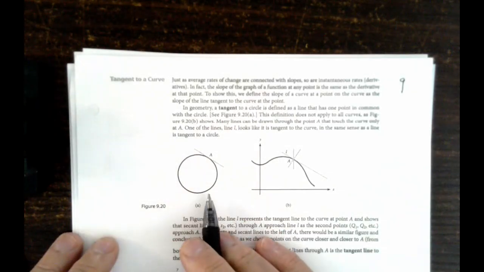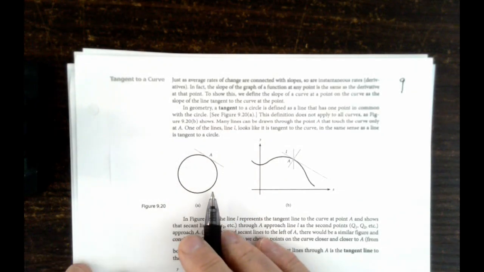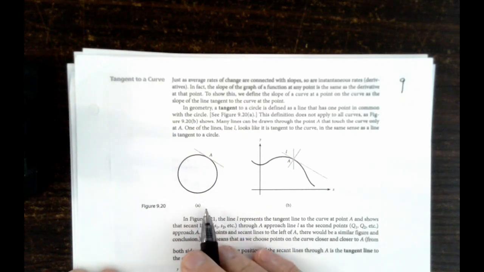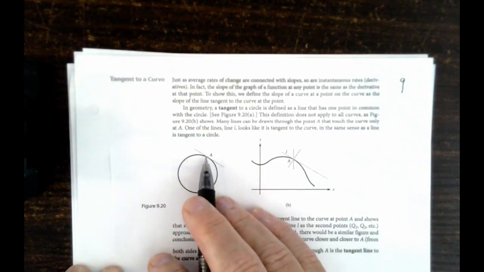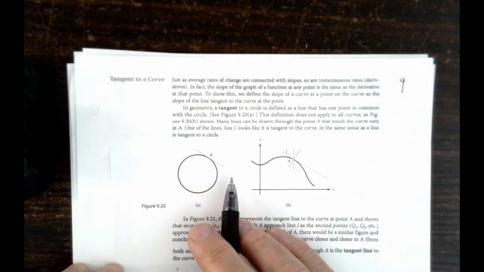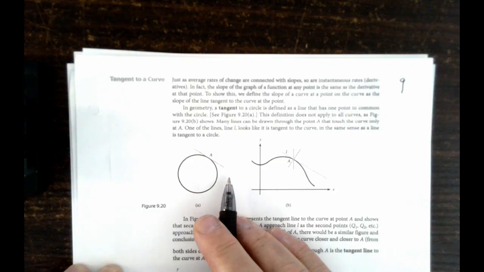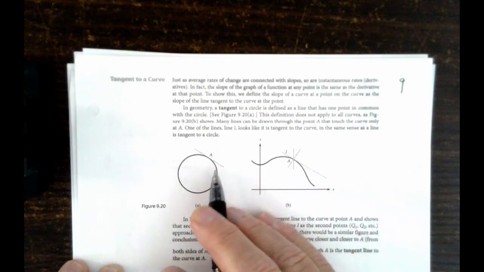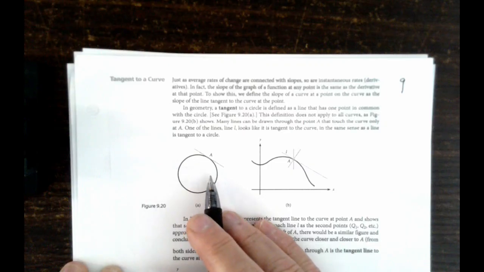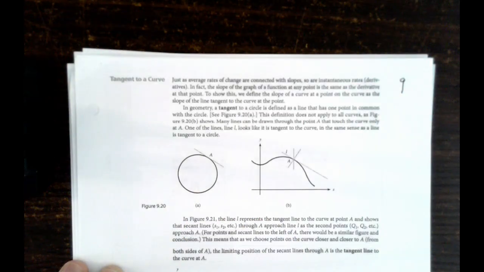Just as the average rates of change are connected with slopes, so are instantaneous rates, or derivatives. In fact, the slope of the graph of a function at any point is the same as the derivative at that point. To show this, we define the slope of a curve at a point on the curve as the slope of the line tangent to the curve.